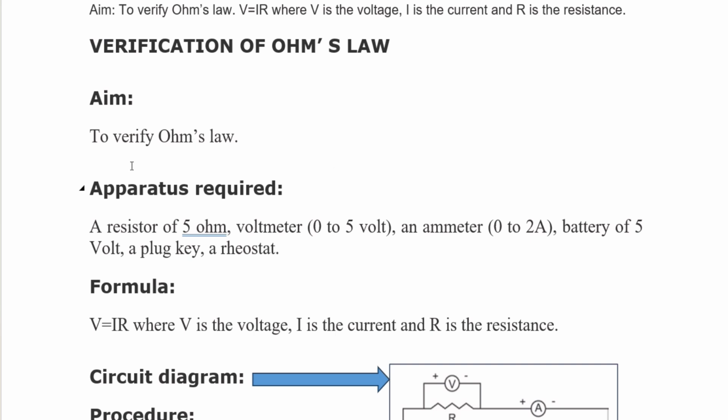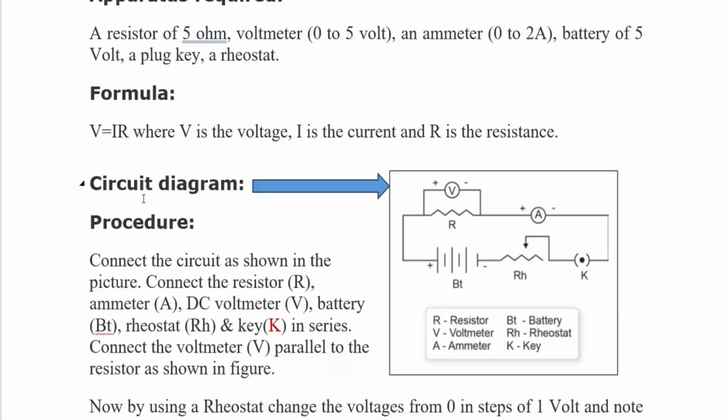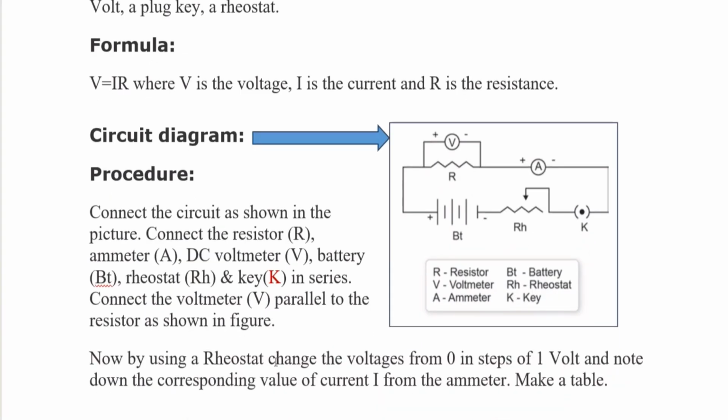The aim is to verify Ohm's law. The apparatus required: a resistor of 5 ohms, a voltmeter of the range of 0 to 5 volts, an ammeter of 0 to 2 amperes, a battery of 5 volts, a plug key and a rheostat. The formula is V equal to IR, where V is the voltage, I is the current, and R is the resistance.